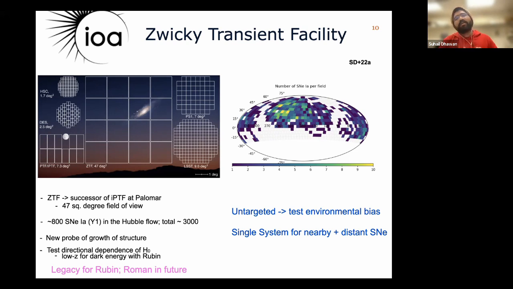It's also an interesting data set to have new cosmological analyses of type 1a supernovae, like probing the growth of structure, so f sigma 8 at low redshifts, or even to look at anisotropies like directional dependence of H0. And since we want to do a homogeneous analysis between the low redshift calibrator and the low redshift Hubble flow, this is a single system for both the very nearby supernovae as well as the more distant Hubble flow supernovae.